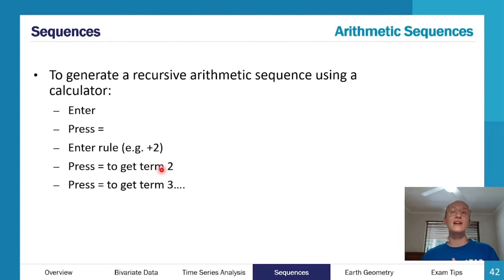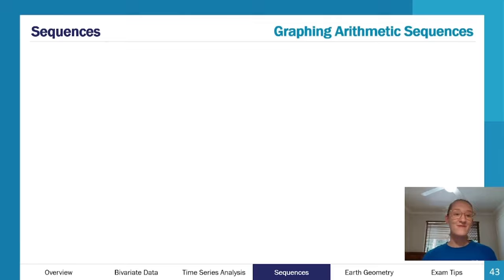And because your calculator knows that you want to make a sequence, it's going to keep doing this the more you press enter. So you press enter again to get term 3. You press enter again to get term 4. And you just go on and on and on. If you keep track of how many times you've pressed enter, it can help you find a term further on in the sequence, which is really helpful.